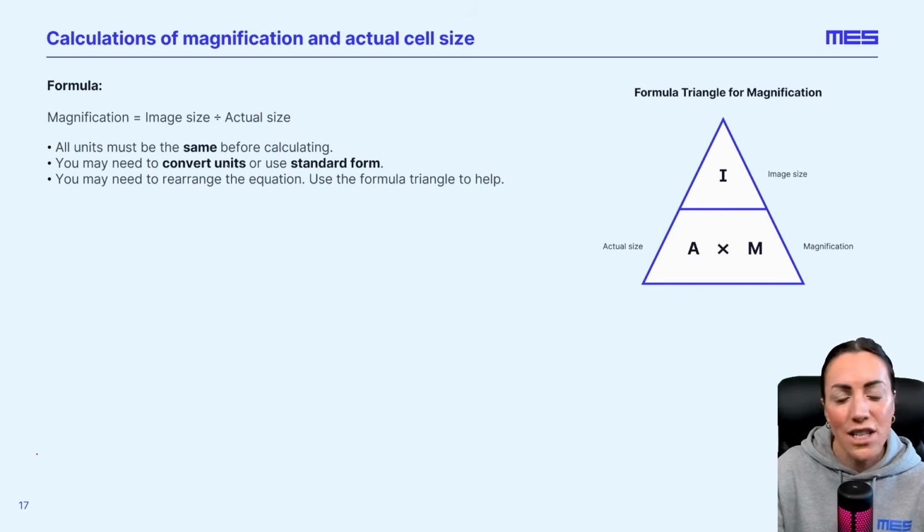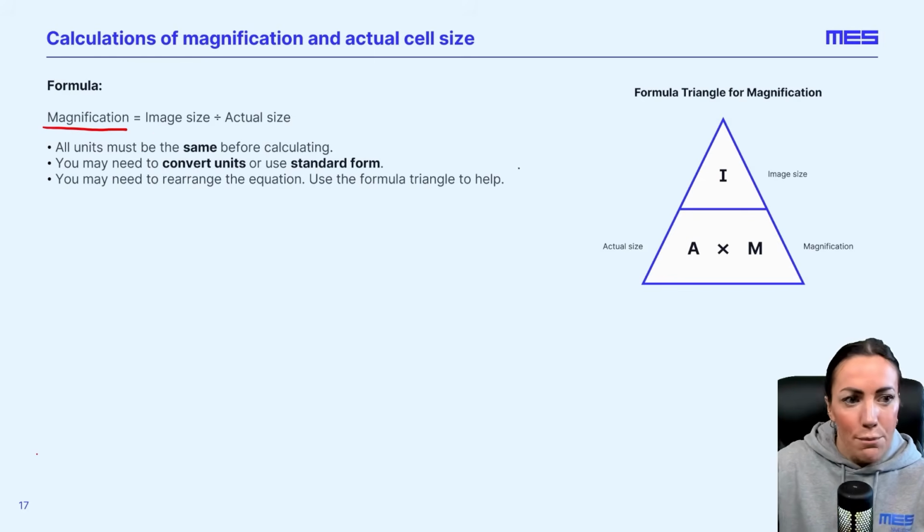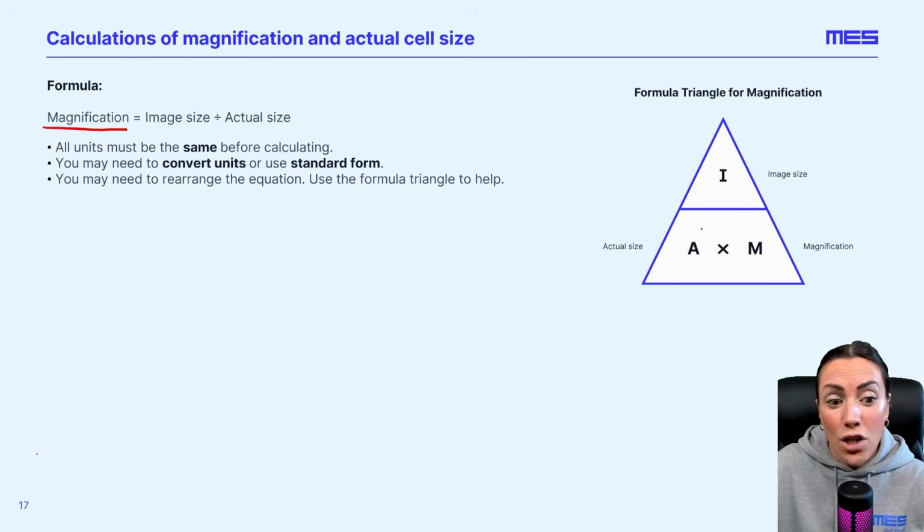You may need to convert units, for example, from millimeters to micrometers. You may be asked to give your answer in standard form, so always read the questions carefully. You might need to rearrange the equation because it might not be the magnification that they're asking you for. But this is the formula triangle that you can use if you need help with rearranging equations. You can jot it down on your exam paper.